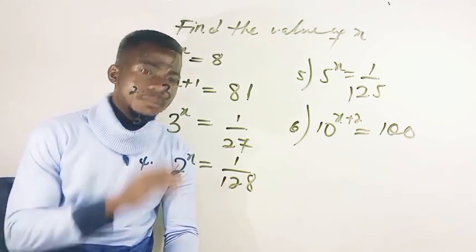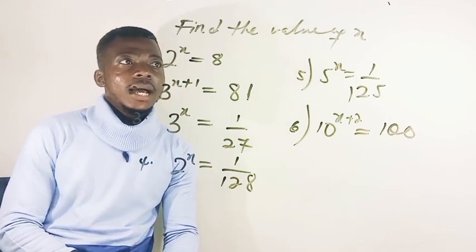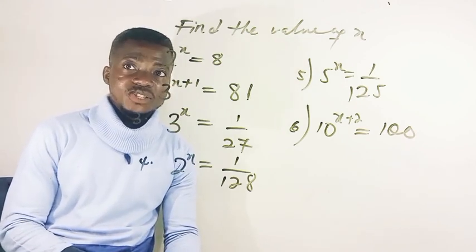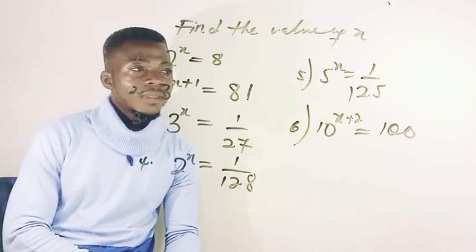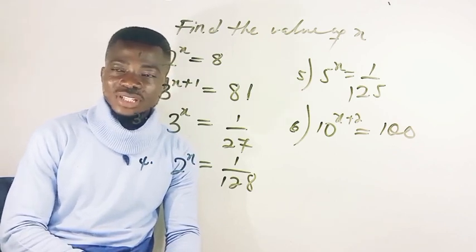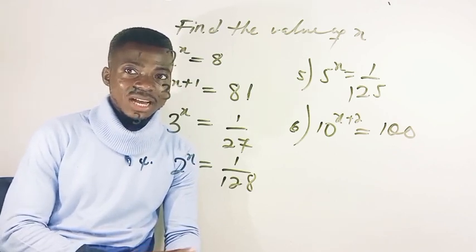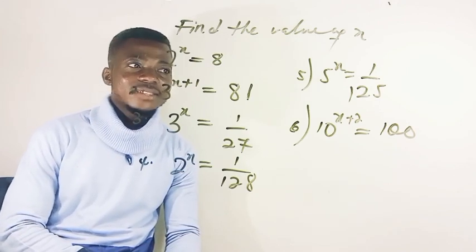Now, there are some aspects that I've left out. The simultaneous equation. You can use indices to do simultaneous equations, and you can also get quadratic equations out of it. And these are the 2 aspects I've not touched. So I'll do that in the next lesson. I'll talk about that.